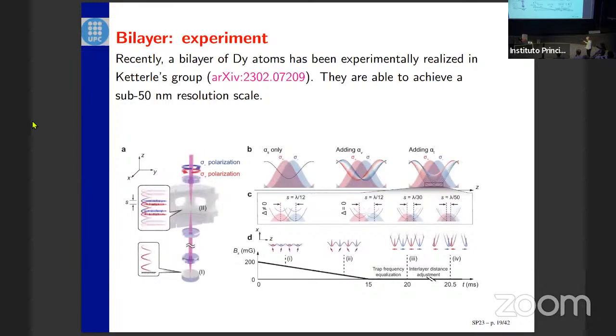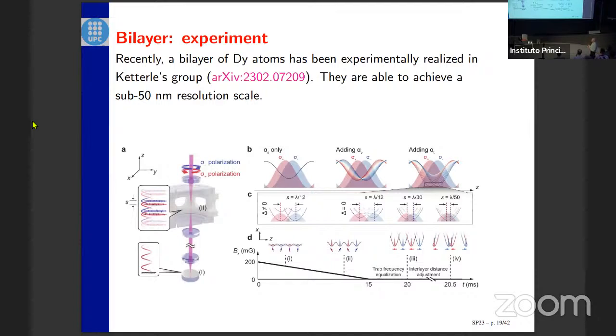So interestingly, very recently, it seems that it could be possible, because what happens with our bilayer is that our distances have to be smaller than probably what can be made in the experiment. So we need two layers which are extremely close. But now there is this work by Ketterle's group using dysprosium, in which they claim that they are able to achieve sub-50 nanometers. I don't know if this is a lot or not. I am a theoretician, but they are able to get this kind of bilayers you see here.